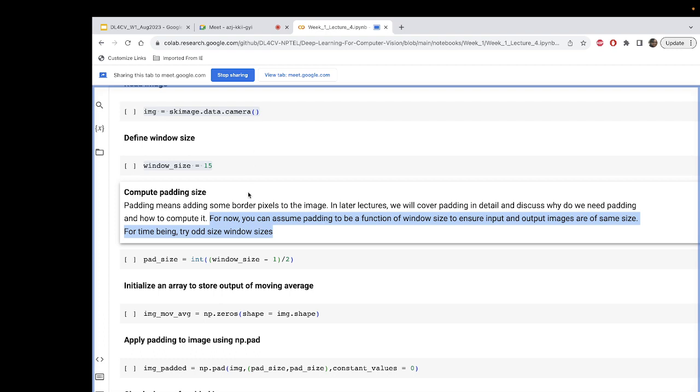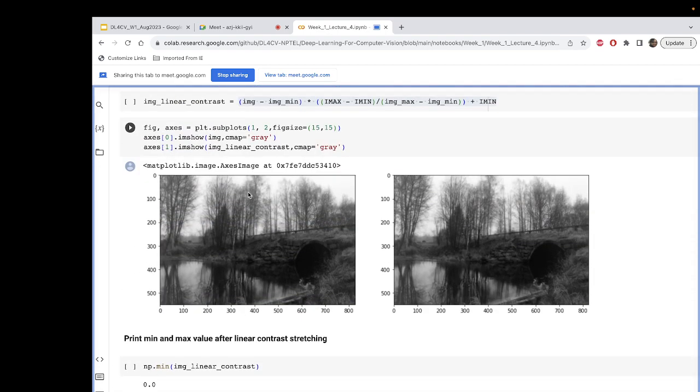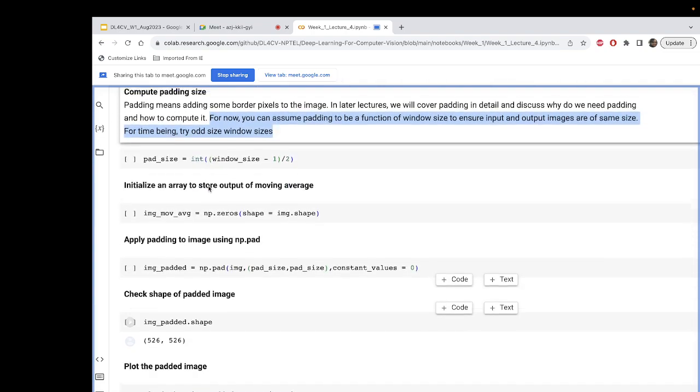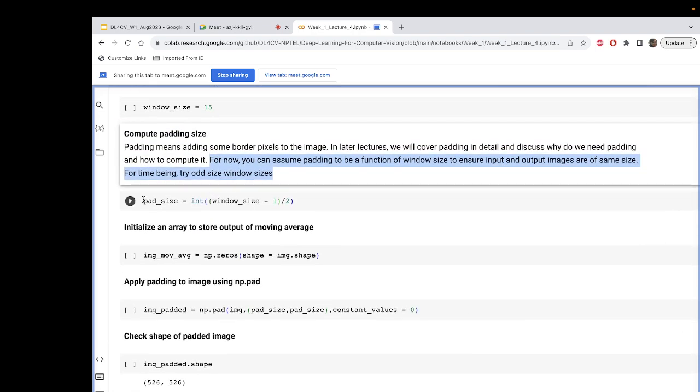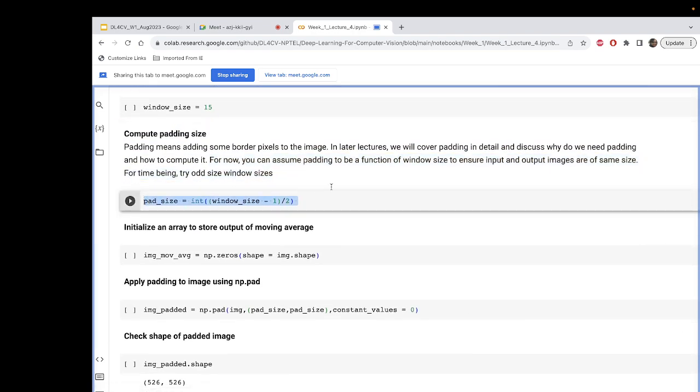So if you want your image size to not decrease, then you have to apply some padding. Suppose we look at this image, padding will ensure that the borders here are increased a little bit, so that your image size is maintained once you apply the filter. Let's not go too much into the math part of it.